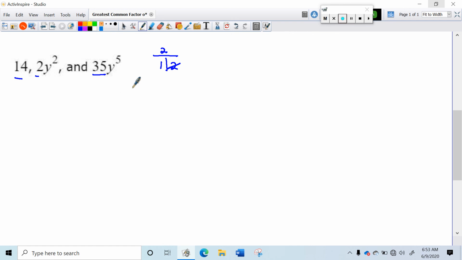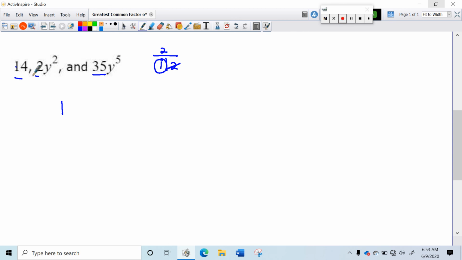So that means 1 is the one that works. 14 divided by 1 is 14. 35 divided by 1 is 35. So yeah, 1 can be an answer.